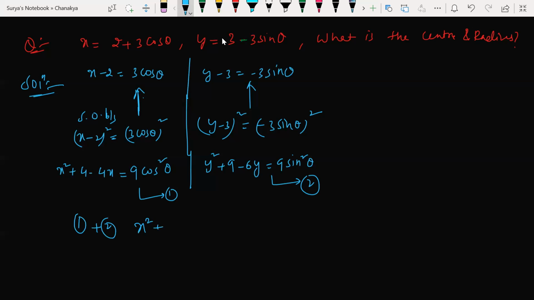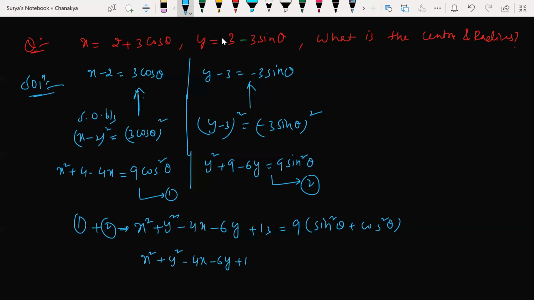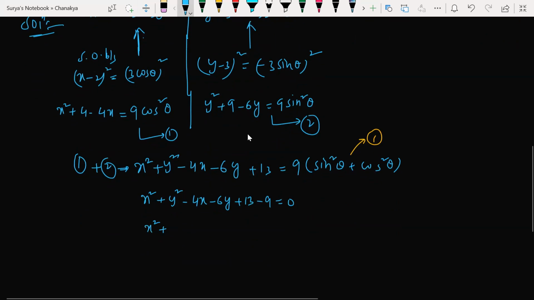So x square plus y square minus 4x minus 6y plus 9 plus 4 gives me 13. And 9 of sine square theta plus cos square theta. So x square plus y square minus 4x minus 6y plus 13 minus 9 into 1, which is 9 only. 13 minus 9 is equal to 4. So x square plus y square minus 4x minus 6y plus 4 is equal to 0. This is my circle.